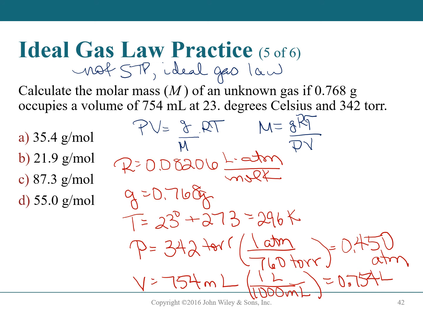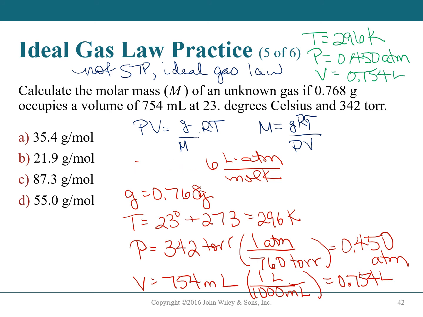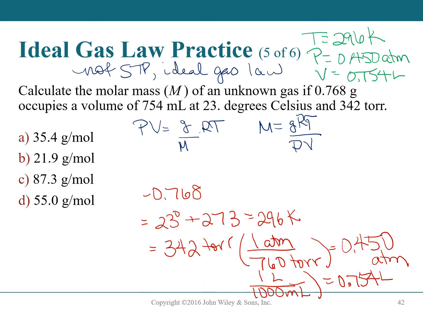What I'm going to do, I'm going to list our values to the side and then start plugging away. All right, so we know R, we know G, so T is 296 Kelvin, P is 0.450 atmospheres, and V is 0.754 liters. Okay, so using our equation, let's see what our molar mass is.